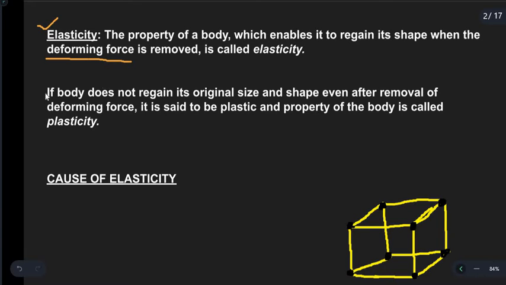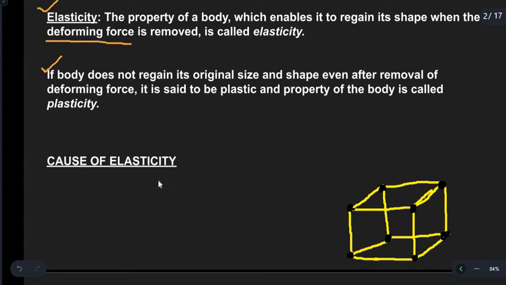But the thing is that the body does not regain its original size and shape even after removal of deforming force. आपने deforming force को remove किया, लेकिन फिर भी बॉडी आपके ओरिजिनल शेप एंड साइज को रिगेन नहीं किया, okay. Then this kind of bodies are called plastic bodies and property of this body is called plasticity, okay. This phenomenon is called plasticity. तो elasticity में क्या होता है, बॉडी रिगेन कर लेता है अपने ओरिजिनल शेप साइज को आफ्टर द डिफॉर्मिंग फोर्स इज रिमूव्ड, बट प्लास्टिसिटी में it will not regain its original shape and size even after the deforming force is removed, okay. So I think this part is clear.